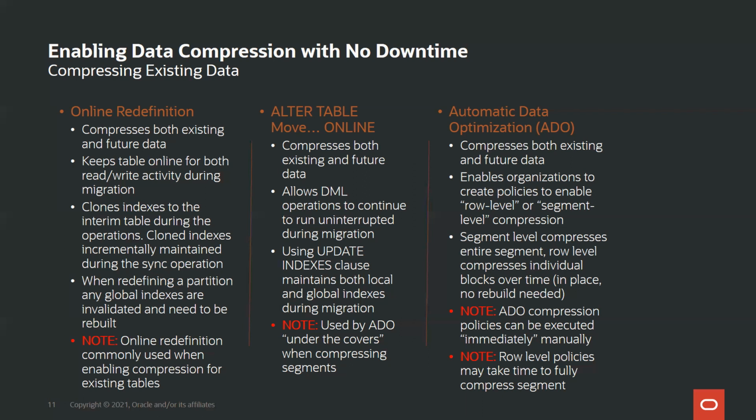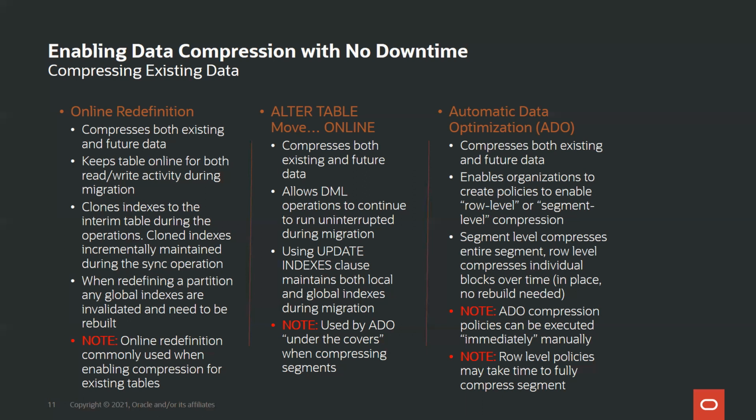So as I mentioned, all 3 of these will compress the entire segment. ADO also has the ability to compress at the row level, which means that instead of having to rebuild the entire segment, you can compress individual blocks. So this allows you to enable compression for the table without having to rebuild that table. So you can do it in place.